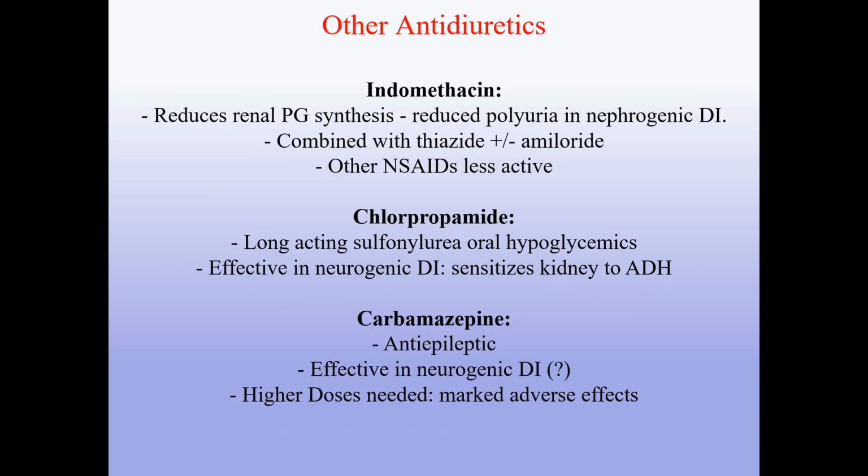Other antidiuretics: indomethacin reduces renal prostaglandin synthesis and reduces polyuria in nephrogenic diabetes insipidus. It is combined with a thiazide plus or minus amiloride; other NSAIDs are less effective. Chlorpropamide, a long-acting sulfonylurea oral hypoglycemic, is effective in neurogenic diabetes insipidus and sensitizes the kidney to antidiuretic hormone. Carbamazepine, an anti-epileptic, is effective in neurogenic diabetes insipidus, but higher doses are needed and there are marked adverse effects.